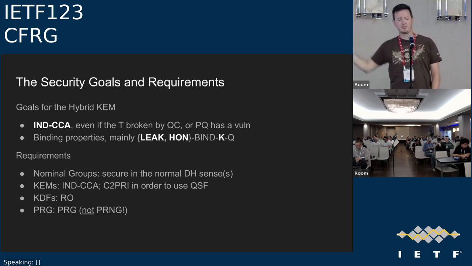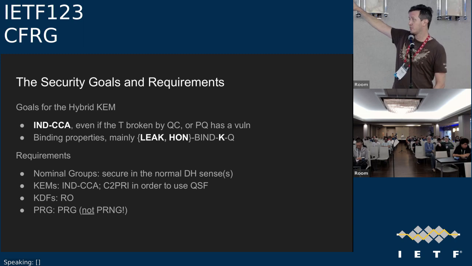I don't have time to explain what all these mean, but basically these are the properties that say that the key, the shared secret that comes out of a KEM interaction, is binding on the public key and the ciphertext that went into it. It's very much like a transcript binding property, which you see in tons and tons of protocols. So these seem like the most important ones to go after.